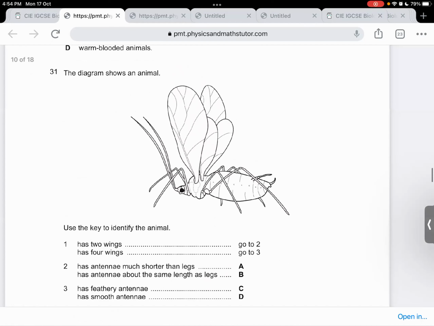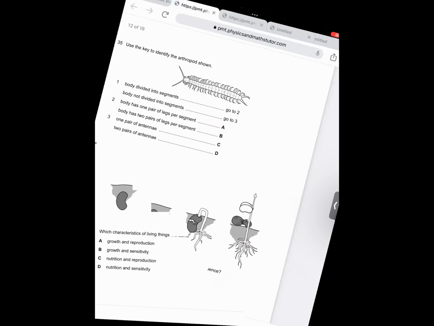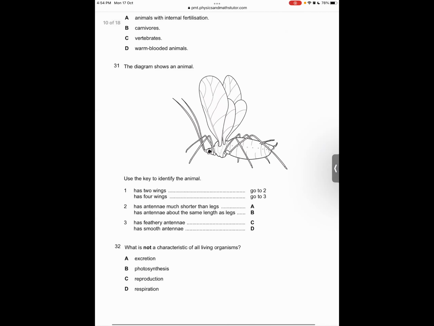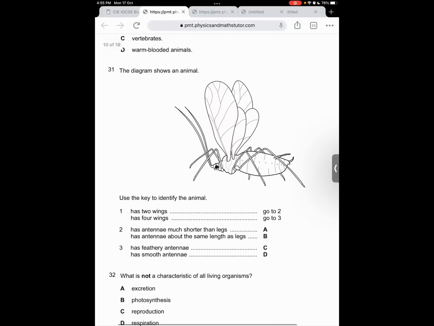Now, this diagram shows you an animal. Again, I'll have to turn the screen like this. What's the answer to this question, number 31? It has 4 wings, and it has a feathery antenna. Miss, the answer is D. Yes, this MCQ, 31, is D.